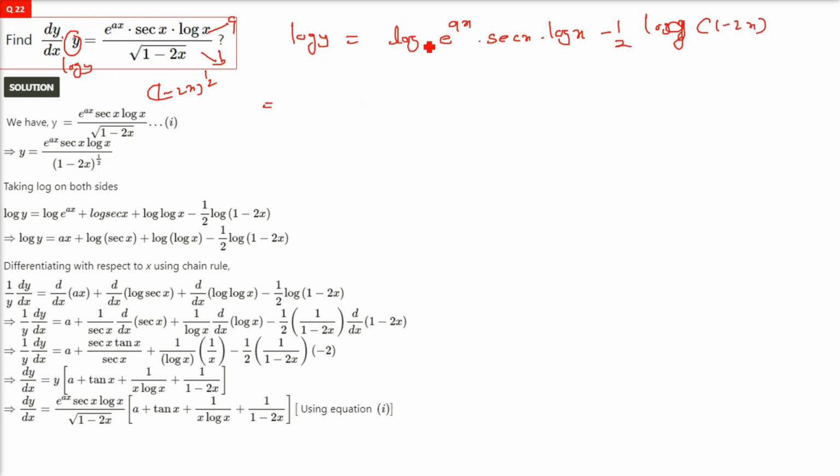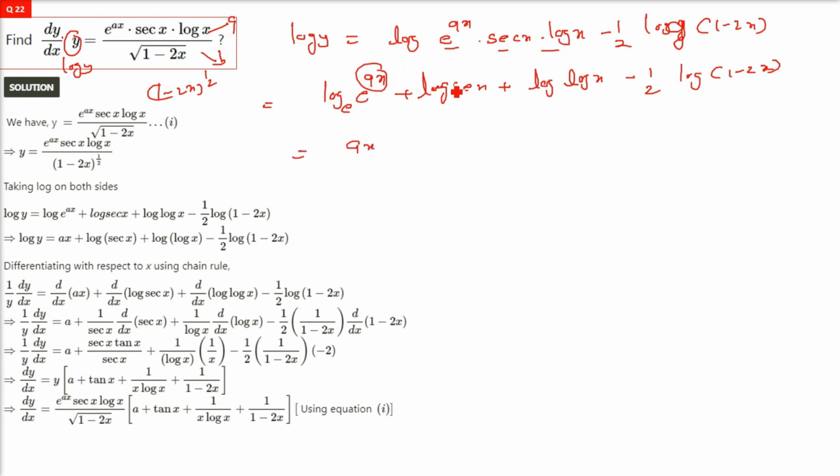Now what we will get? They are separate terms. Log a, b, c are inside. So log a plus log b plus log c you can do. So log e to the power ax plus log sec x plus log x minus half log of 1 minus 2x. So this is base e, so you can just cancel these two. It will only be ax.